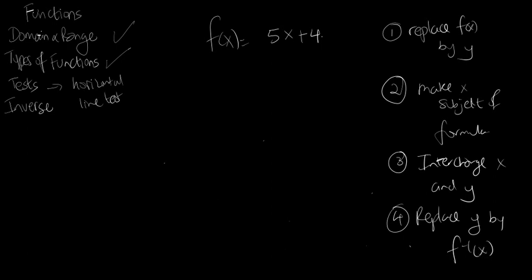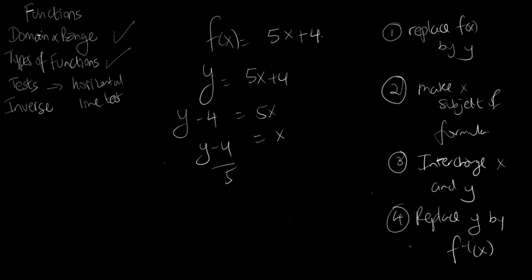So let's see how it works. Step 1 is replace f(x) by y. So y is equal to 5x plus 4. Step number 2, make x the subject of the formula. So y minus 4 is equal to 5x. x will be y minus 4 divided by 5. Then interchange x and y. So where you got x, you write y. Where you got y, you write x. Step number 4, replace y by f inverse. So f inverse of x equal to (x minus 4) divided by 5.